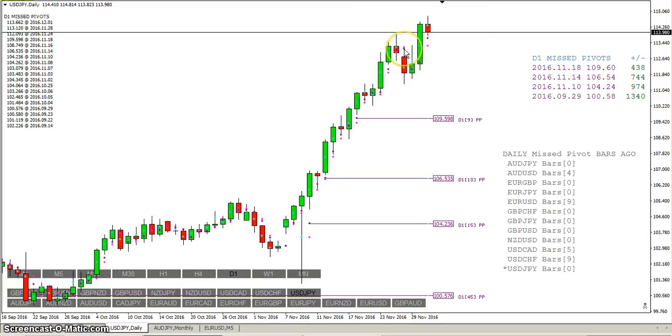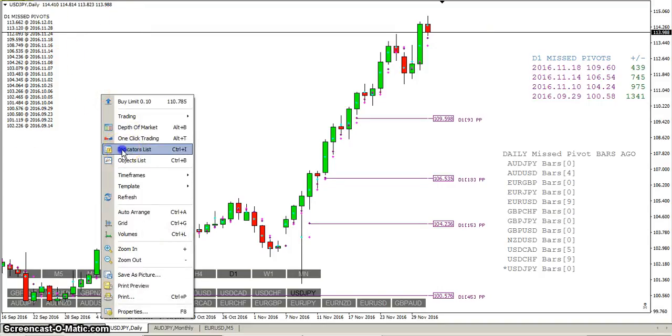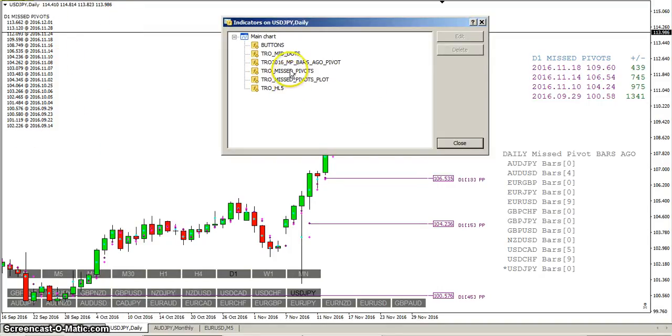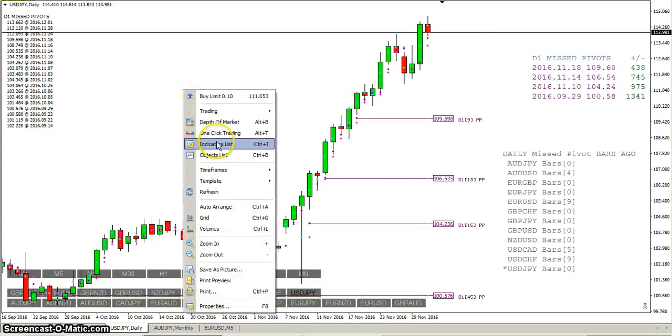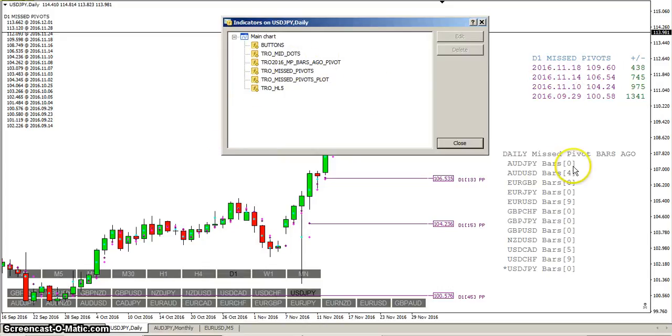So it missed it on this day but hit it on this day, so it doesn't show up here, but over here it will show up. This one is called just missed pivots, and then this one here that plots the line, I call that the missed pivots plot. And then of course an MP indicator, bars ago pivot.